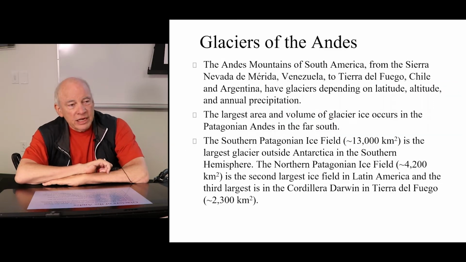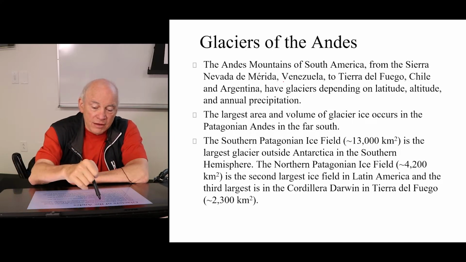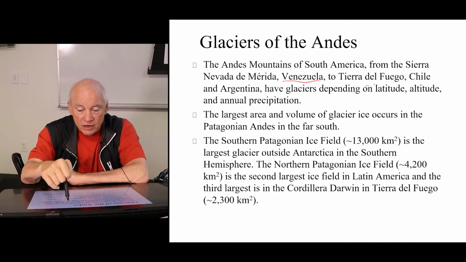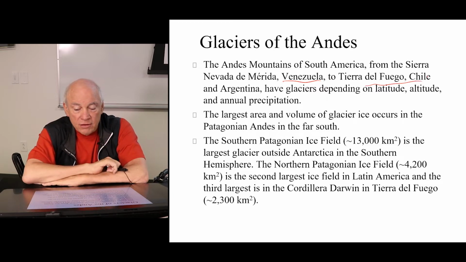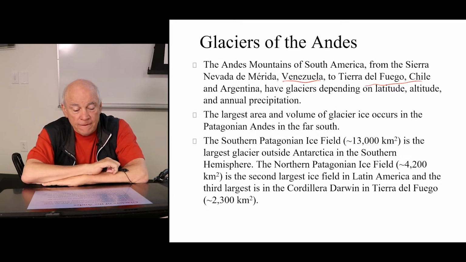All right, now we get to the Andes, and in the Andes is where we find our Latin American glaciers. So they have glaciers from Venezuela all the way down to Tierra del Fuego. And there are glaciers that exist depending on latitude, altitude, and annual precipitation.